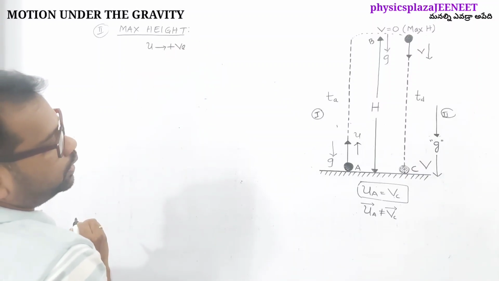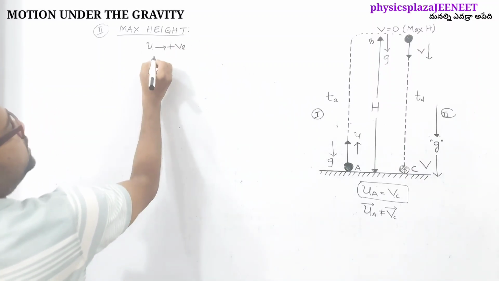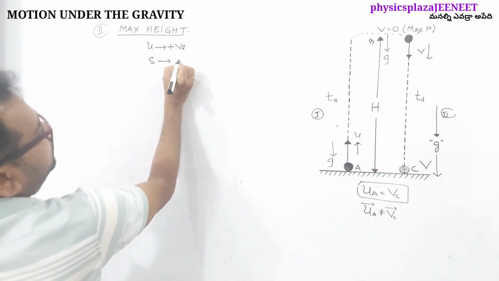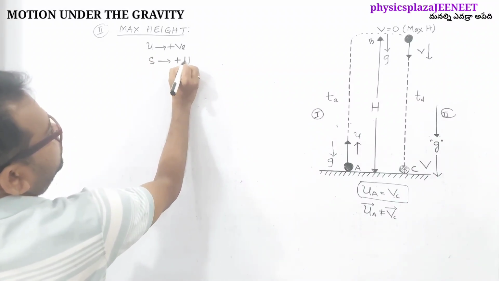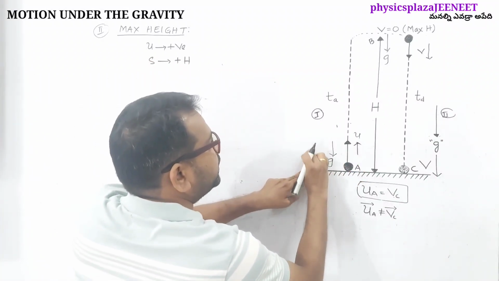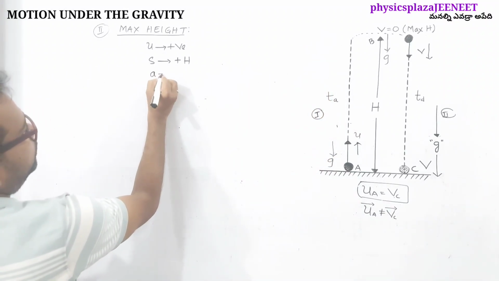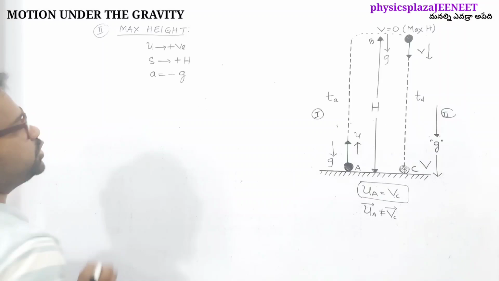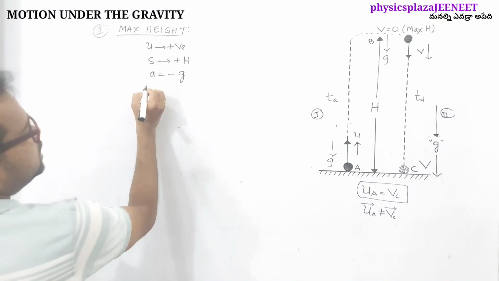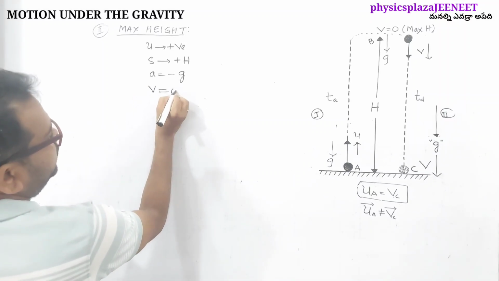Maximum height S is equal to plus H only, because from here to here we are taking the vertical upward direction, and a is equal to minus g. So at maximum height, the final velocity will be 0.